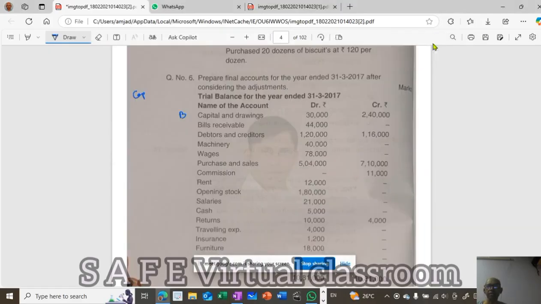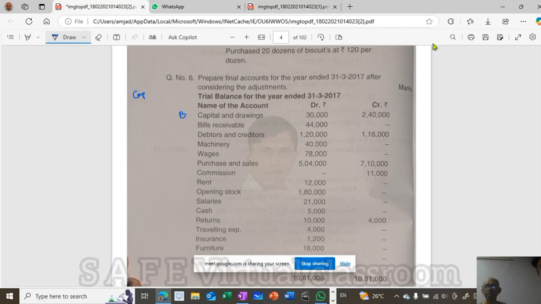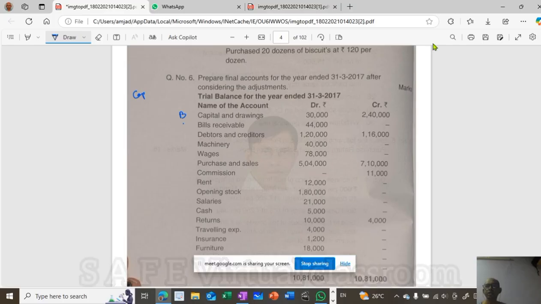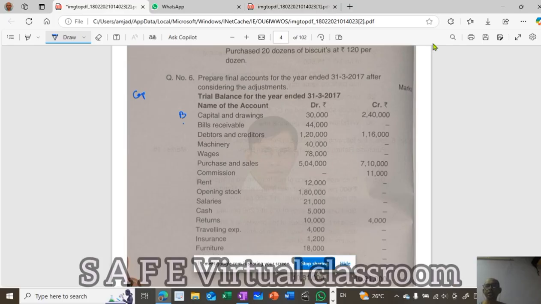Let's minimize it. Now, bills receivable, where will it come? Bills receivable is an expense. No, it is not an expense. Bills receivable is money. You have got bills in your hand, they are similar to checks. Bills receivable is nothing but a negotiable instrument. So it is an asset. It will go to the balance sheet.